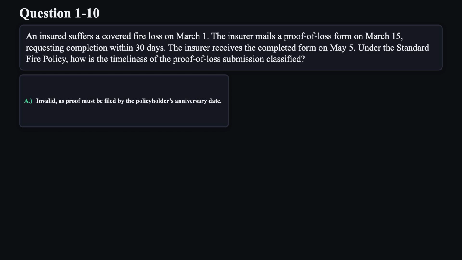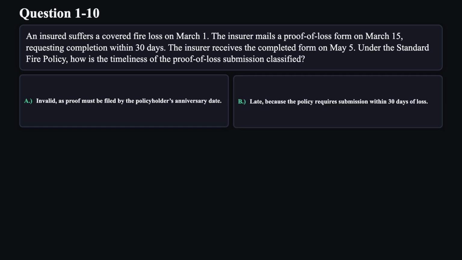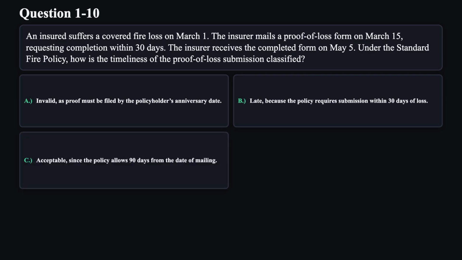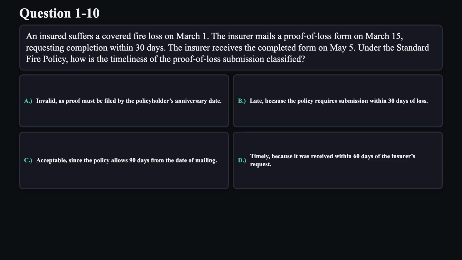A. Invalid, as proof must be filed by the policyholder's anniversary date. B. Late, because the policy requires submission within 30 days of loss. C. Acceptable, since the policy allows 90 days from the date of mailing. D. Timely, because it was received within 60 days of the insurer's request.